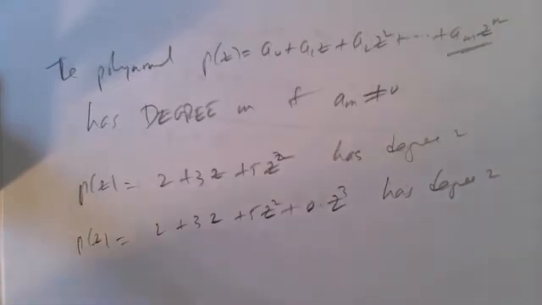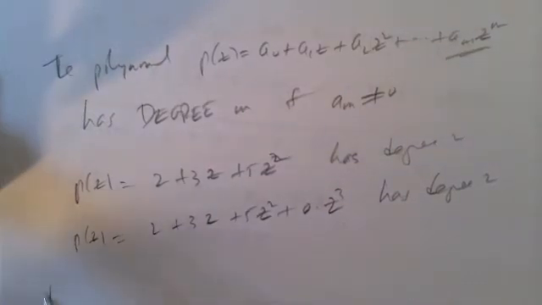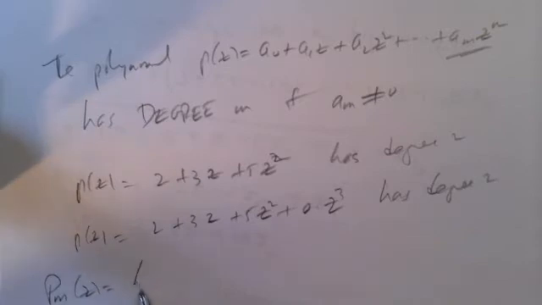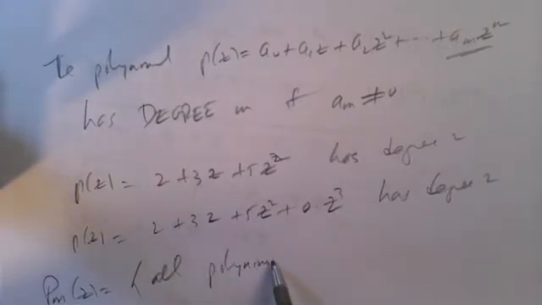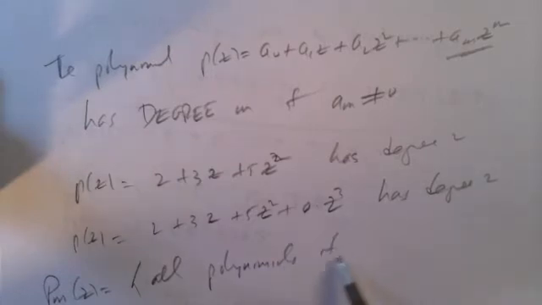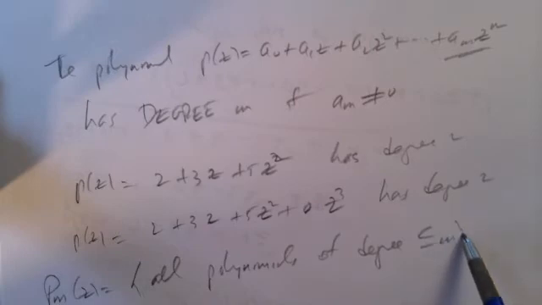And we can look at all polynomials, but we can also look at P sub M of Z, which is the set of all polynomials of degree at most M.